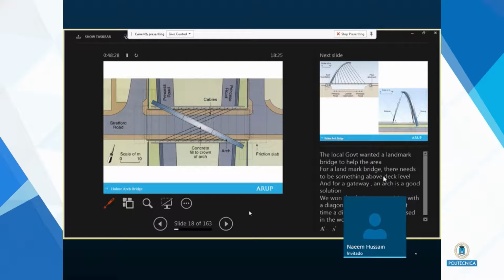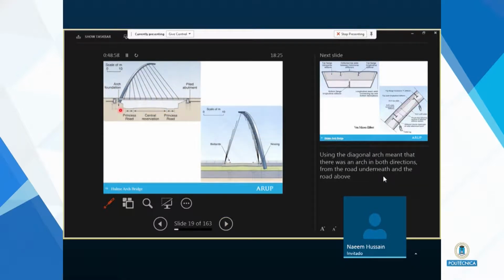And just for the interest of it, this is the first diagonal arch bridge in the world. A lot of people have copied it. I've seen variations of a diagonal arch in many parts of the world. And in some places, it's been done for no particular good reason to me. But for here, you can see that you have a road underneath and a road on top. And what that meant is that if you put a diagonal arch, you could have an arch in 2 directions. You can have an arch when you're driving along the road. You can also have an arch when you're driving along the road on the top.